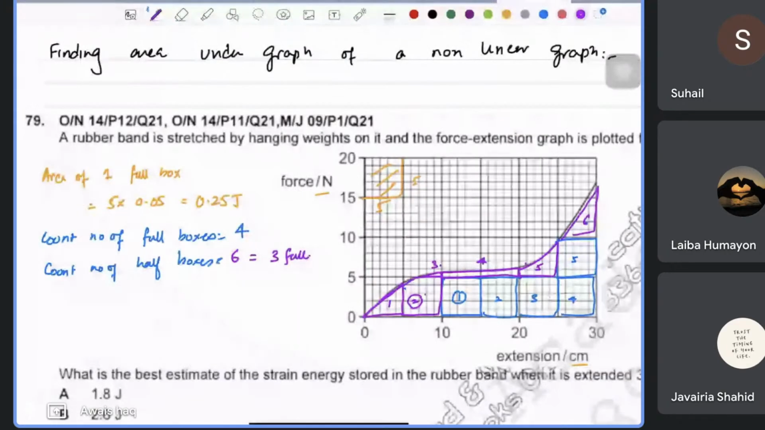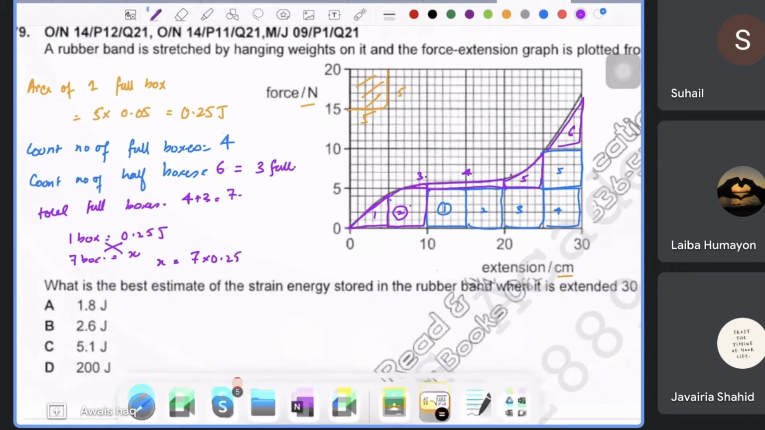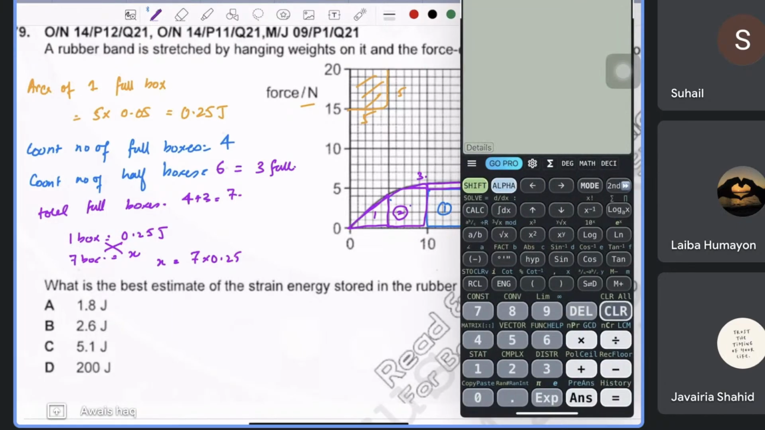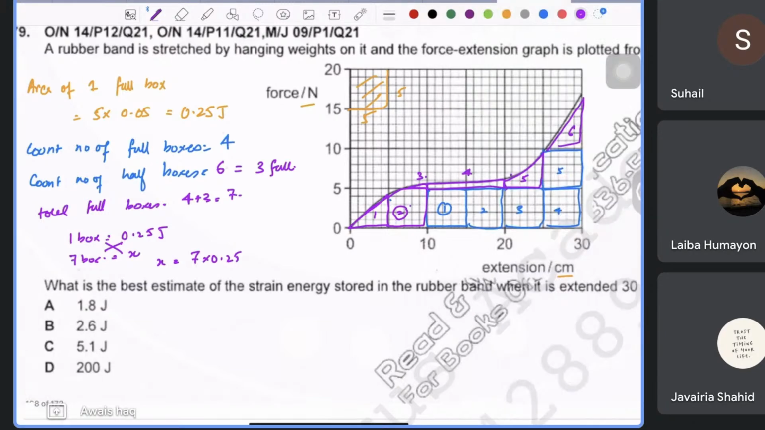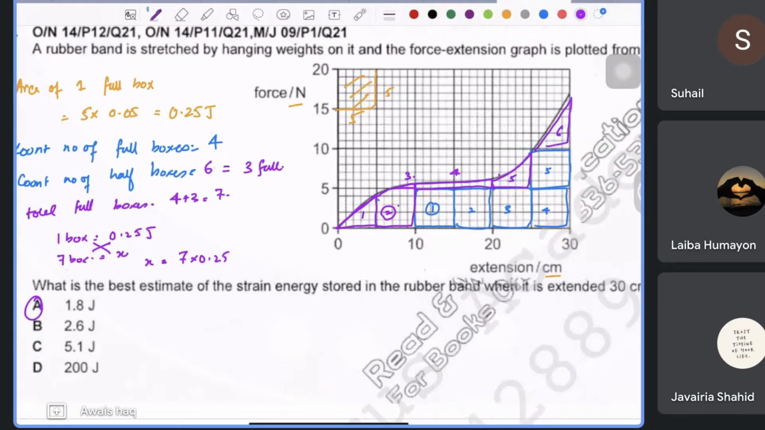So next thing I'm going to do is find the total full boxes, and the total full boxes will be 4 plus 3, that's going to be 7. And then if one box was 0.25 joules, then 7 boxes will be equal to x, and you're going to cross multiply. So 7 into 0.25 is 1.75, which makes it 1.8, and that's the easiest way to do it.